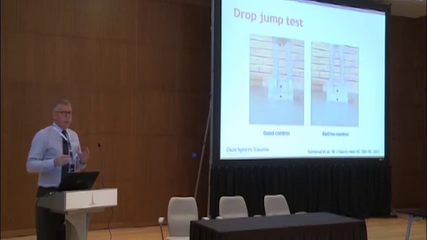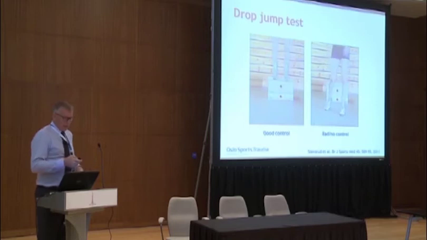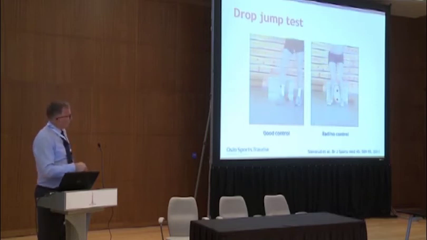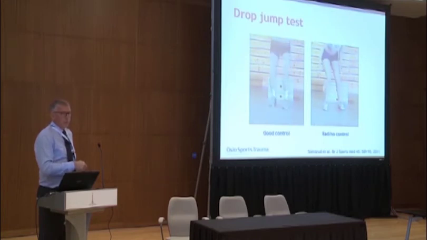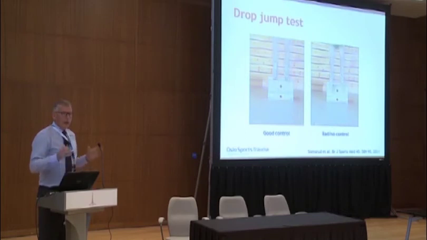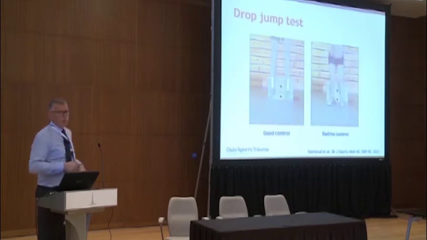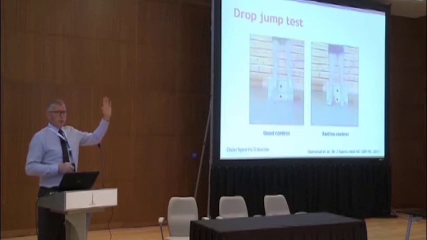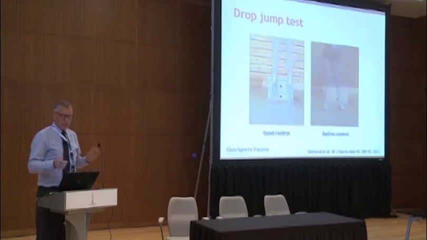And the assumption is that players that display this type of valgus or knock-knee position in landing and cutting and so on have much greater risk for suffering an ACL injury than a player who jumps with good control like this over on this side. Right? How many agree with this? Raise your hand, please. A lot of hands. Thank you very much.